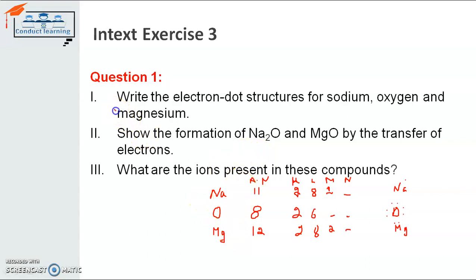Next is: show the formation of sodium oxide and magnesium oxide by transfer of electrons. As we well know, the atomic number for oxygen is 8 and for sodium is 11. So how will they form Na2O and MgO? The reaction is for sodium and oxygen, and for magnesium and oxygen.